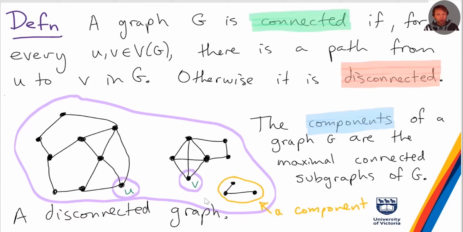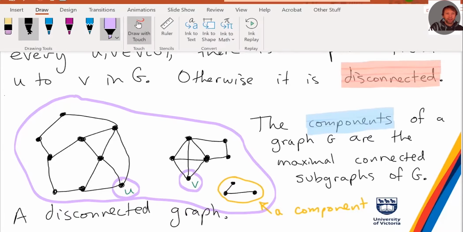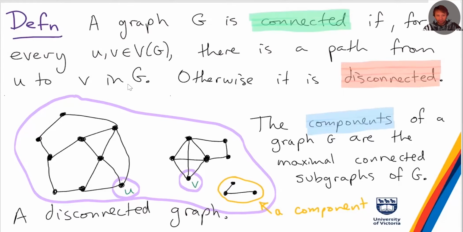And the components of a graph are the maximal connected subgraphs. That's a kind of technical way to define it, but really, hopefully it's clear what a component is, right? I have a graph which is disconnected, or it could even be connected, but a component is just the blobs of connected vertices, the maximal blobs of connected vertices.